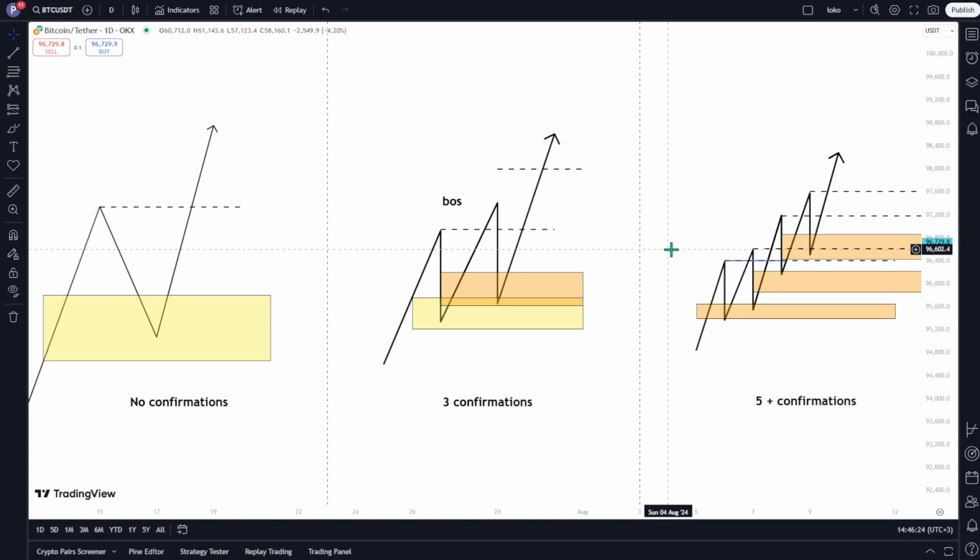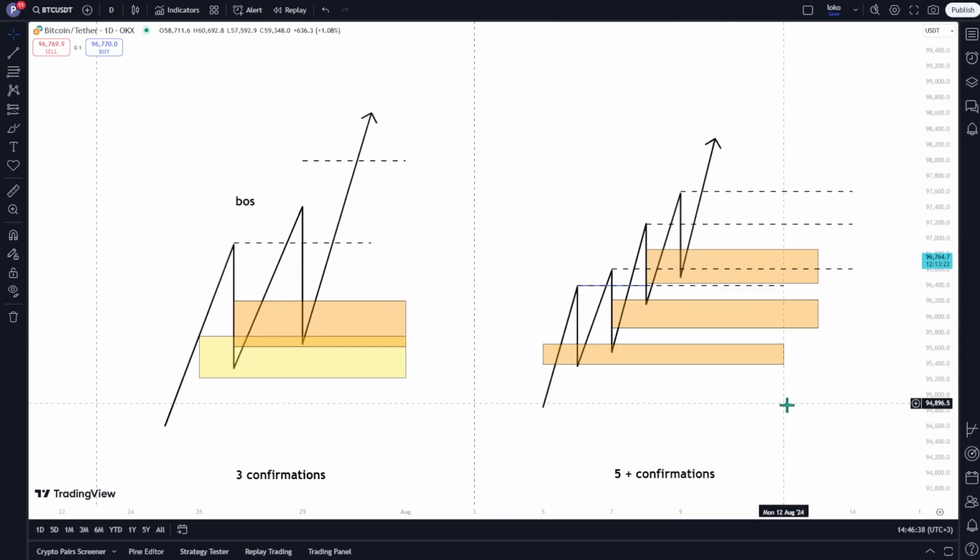This could be a strong rejection candle like a pin bar or an engulfing candle, a break back into the original range after the spike, or even a clear change in the market structure on a lower time frame, or the FVG and order block, as I said before.